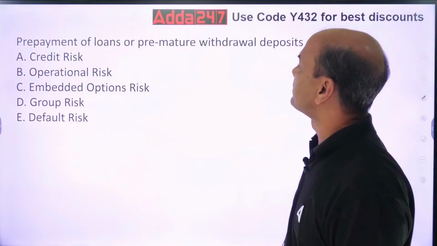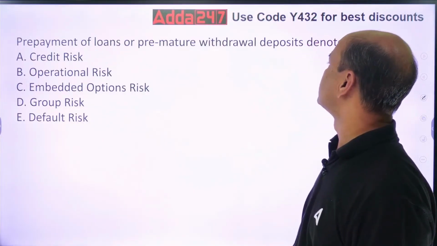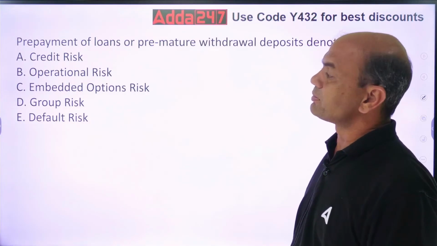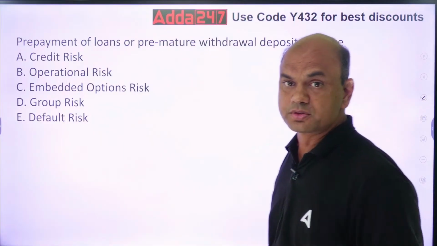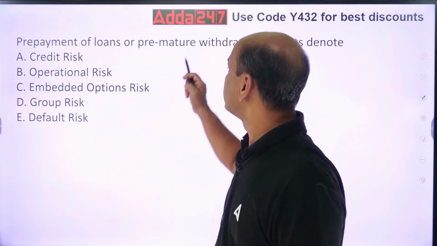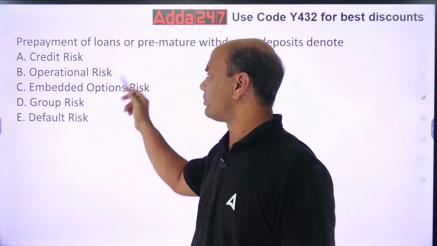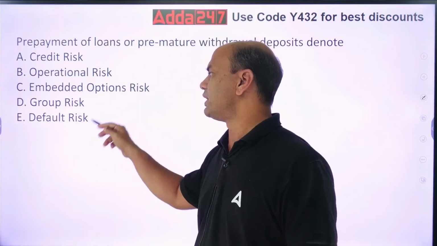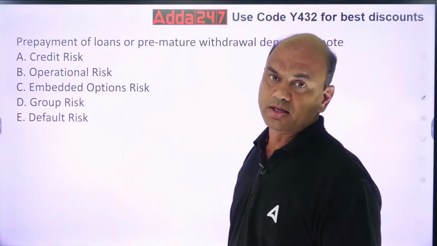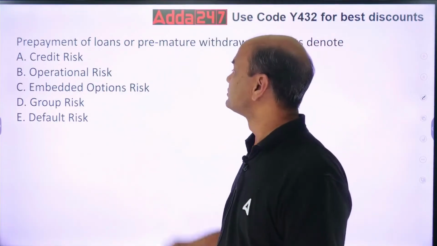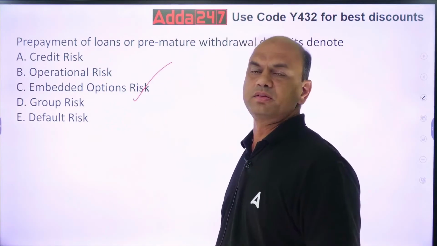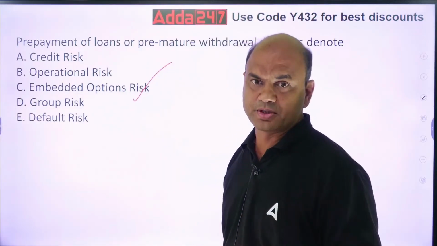Prepayment of loans or premature withdrawal of deposits denotes what type of risk? The options are credit, operational, embedded option, group, and default. The answer over here is embedded option. Kindly note, what does embedded option risk mean?